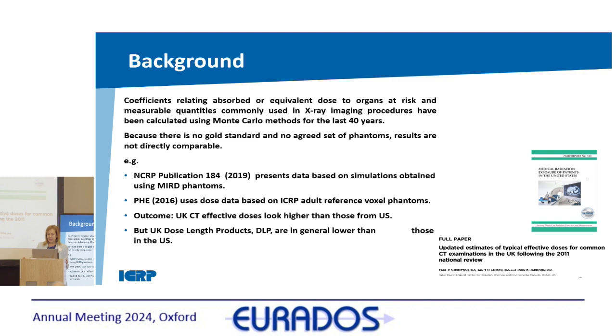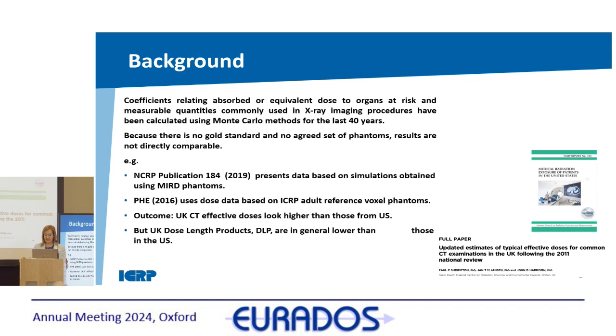So why is ICRP doing this project? Coefficients relating absorbed dose and measurable quantities have been calculated using Monte Carlo methods for the last 40 years. But because there is no gold standard and no agreed set of phantoms, results are not directly comparable.